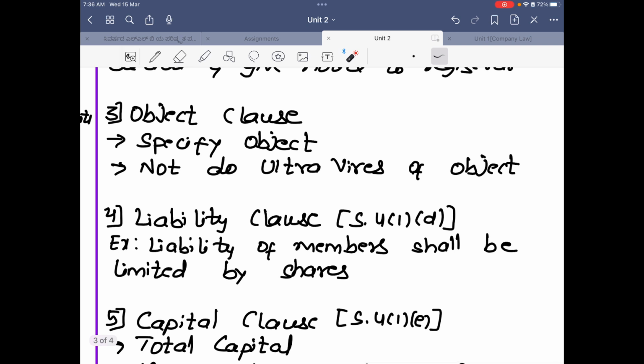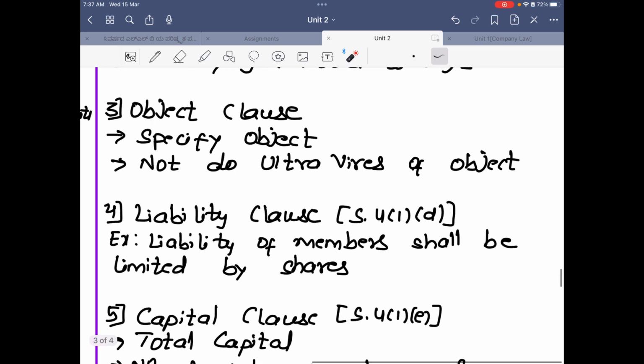If a company specifies its object in the memorandum of association as manufacturing pens, then after incorporating, they can only manufacture pens. They cannot sell pens now. If they try to sell pens, it will be ultra vires. So in the memorandum of association itself, they will have to specify that they will manufacture, sell, make, etc. Everything they specify, only that much they can do. So this is the object clause.